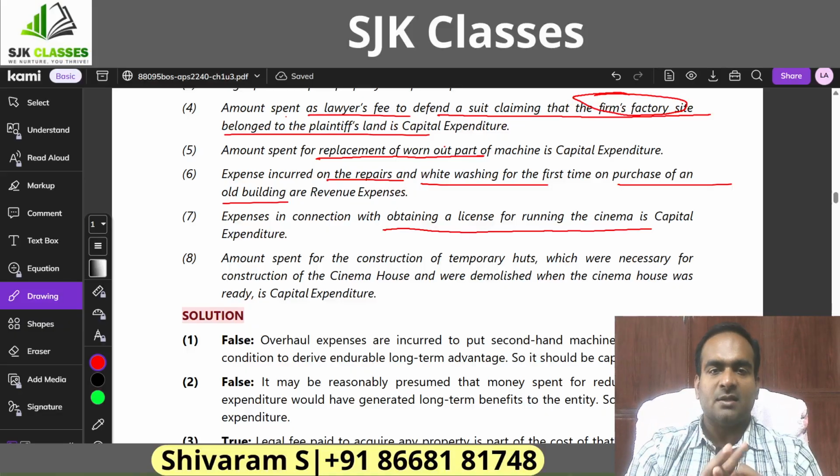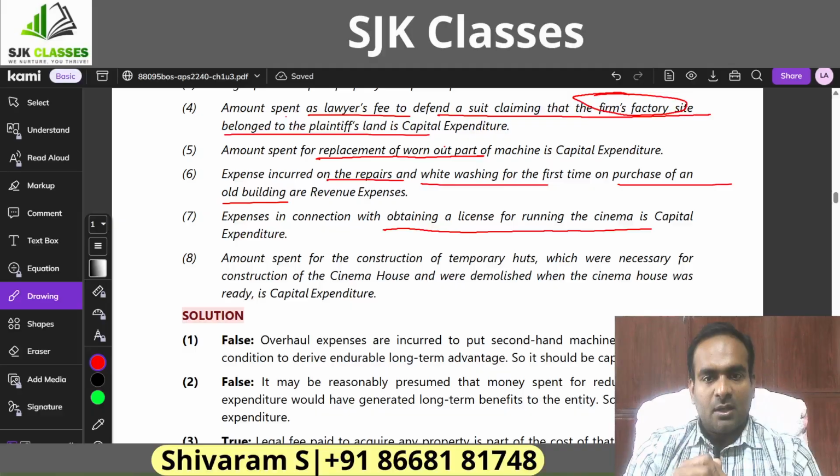Now, without this license, what will happen? We will not be able to use the asset. In this case, to run the cinema hall, I need the licenses. Without these licenses, I will not be able to use the cinema hall. Hence, this license will be called a capital expenditure. Hence, for the seventh question, the answer is true.